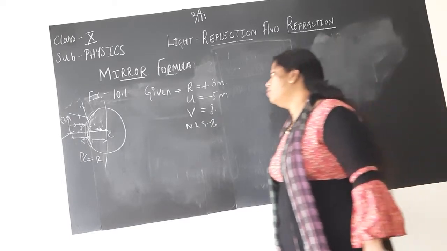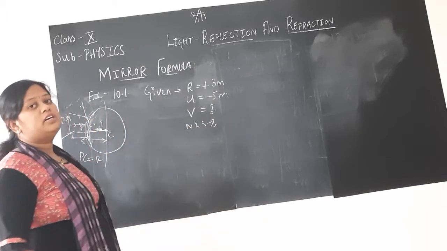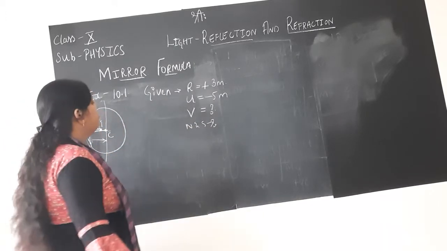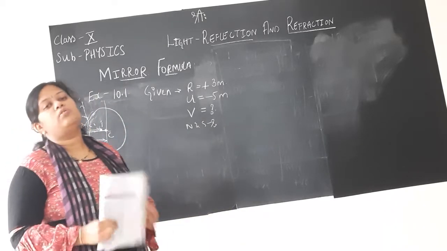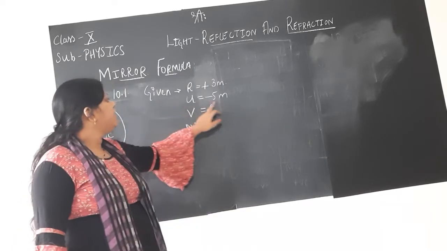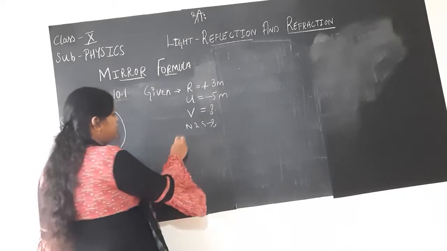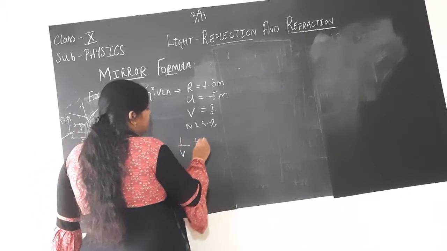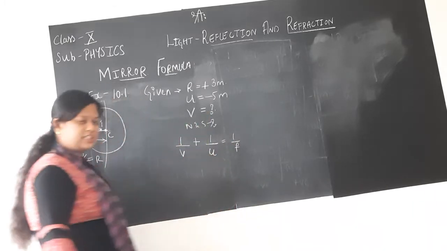Next, let us go on to the mirror formula in order to find out the image distance v, because that is the only formula. Mirror formula is the only formula which we know in order to find the first unknown quantity, that is image distance. So from mirror formula we know 1 by v plus 1 by u is equal to 1 by f, isn't it, children?